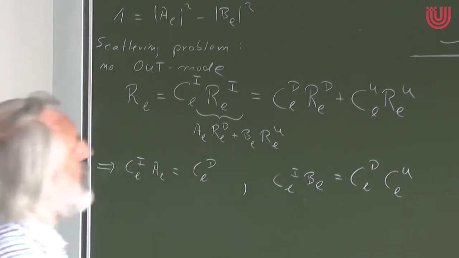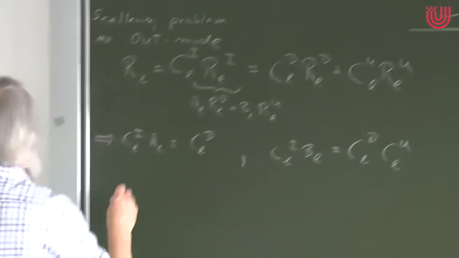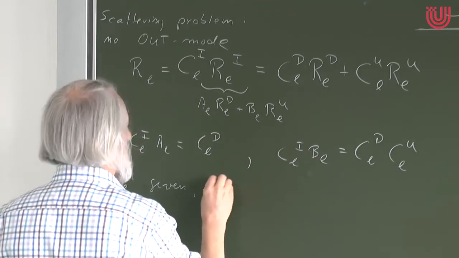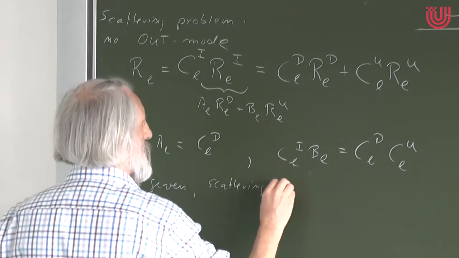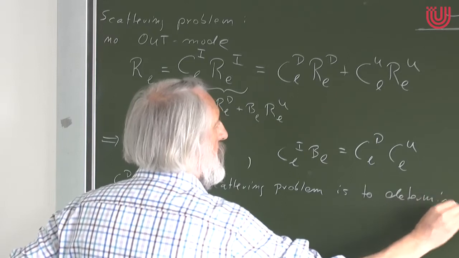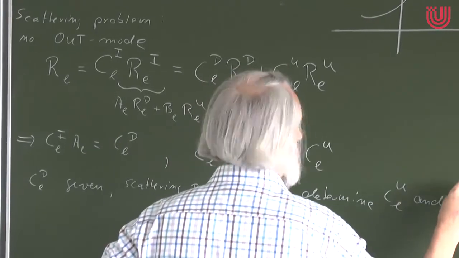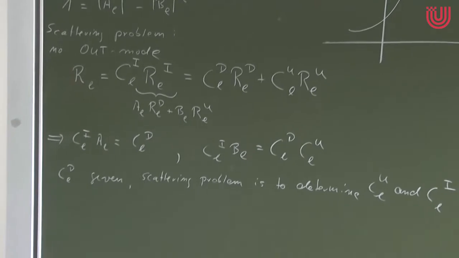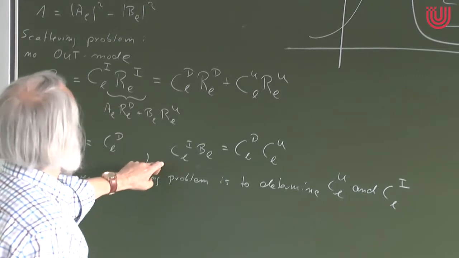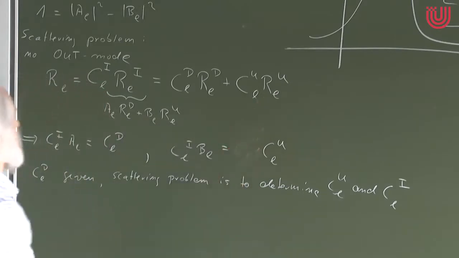We just introduce now some notation. Well, something is coming in, so this is given. The CLD is given, and the scattering problem is to determine the CL up and CL in. Yeah? This is nonsense. I just compare the coefficient of the RLU. Yes, sorry. Yeah, that's it.